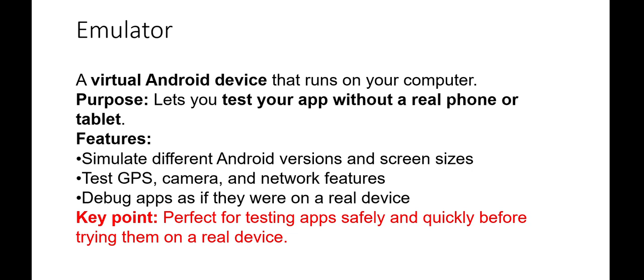Next is emulator. An emulator is a virtual Android device that runs on your computer. The purpose of the emulator is to test the app without a real phone or tablet. It does not directly test on the real phone or tablet; it just provides a virtual Android device to test the apps. Its features are to simulate different Android versions and screen sizes, and test GPS, camera, and network features. It also debugs apps as if they were on a real device. It is perfect for testing apps safely and quickly before trying them on a real device.